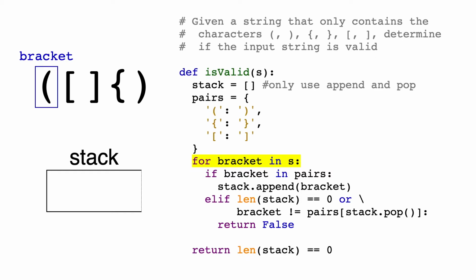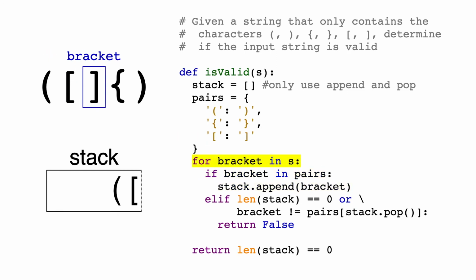Okay, now let's look at the example. First, this line checks if bracket is a key in the pairs dictionary. In other words, we're asking, is it an opening bracket? This is true here, so we'll just push it onto our stack using the append method, like this. Next, let's move on to the second bracket. Is this square bracket an opening bracket? It is, so we'll push that onto the stack too.